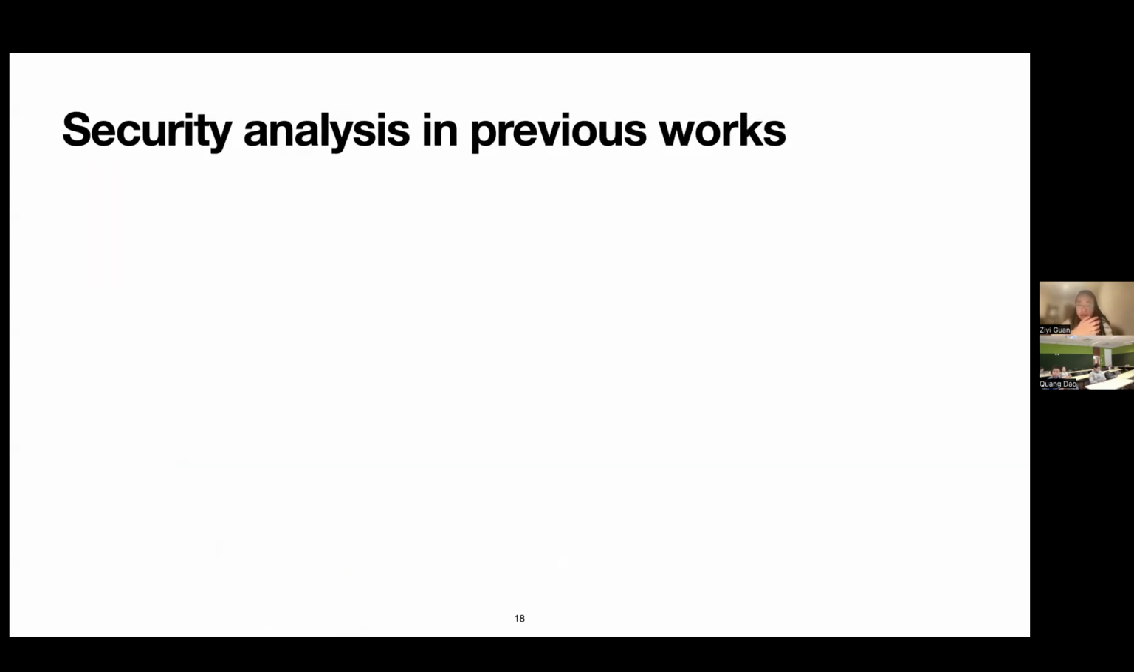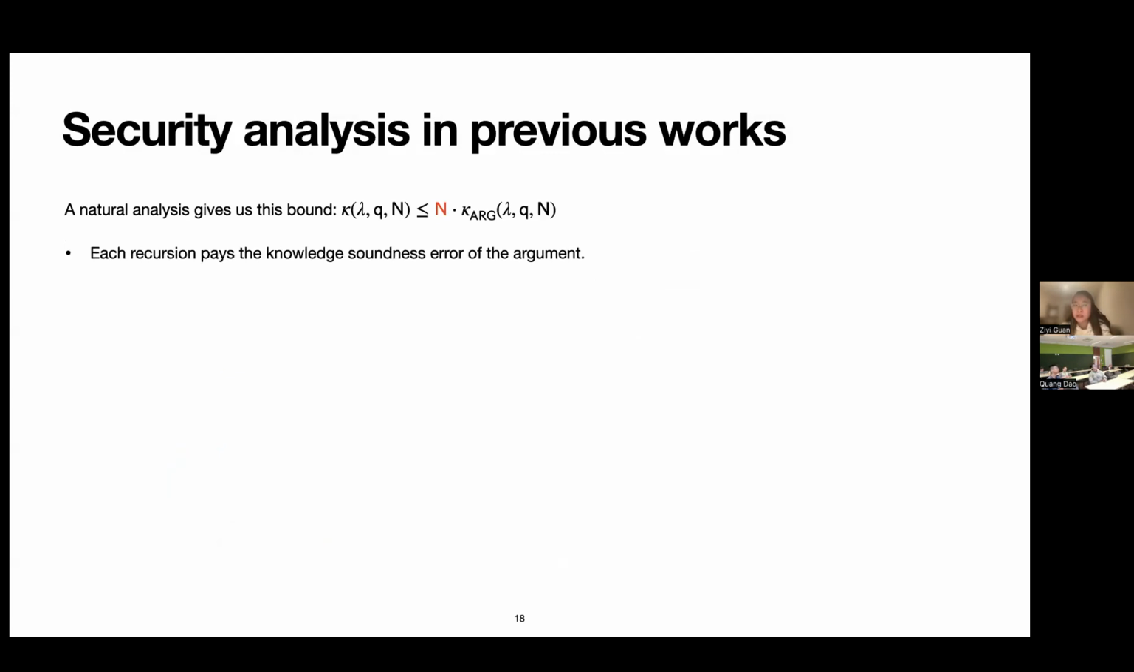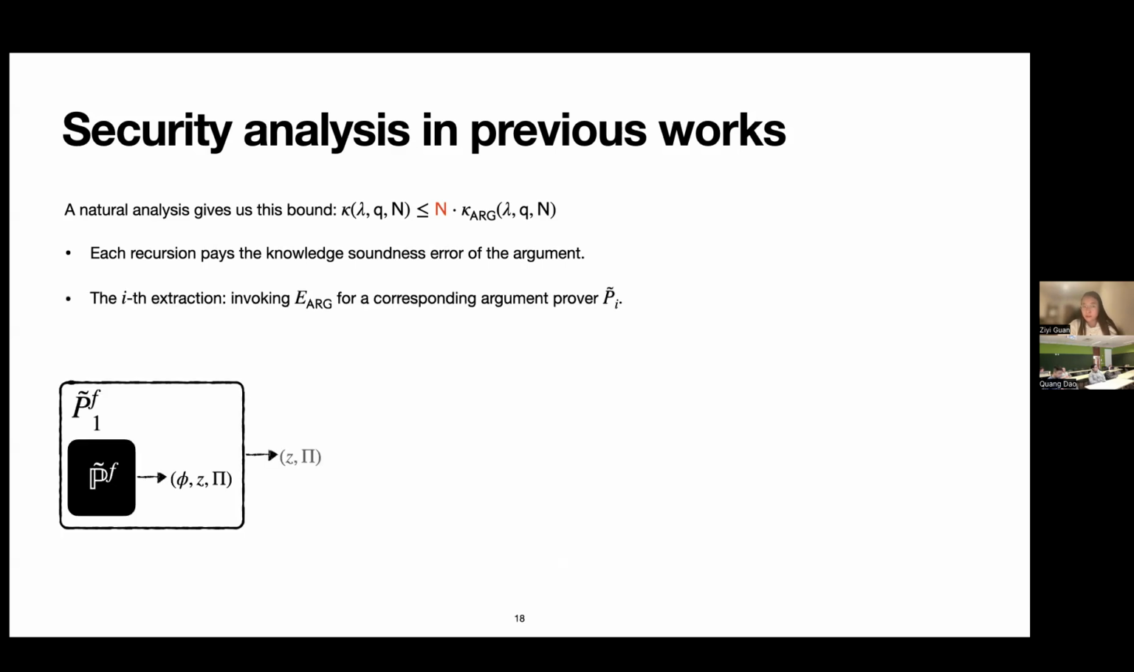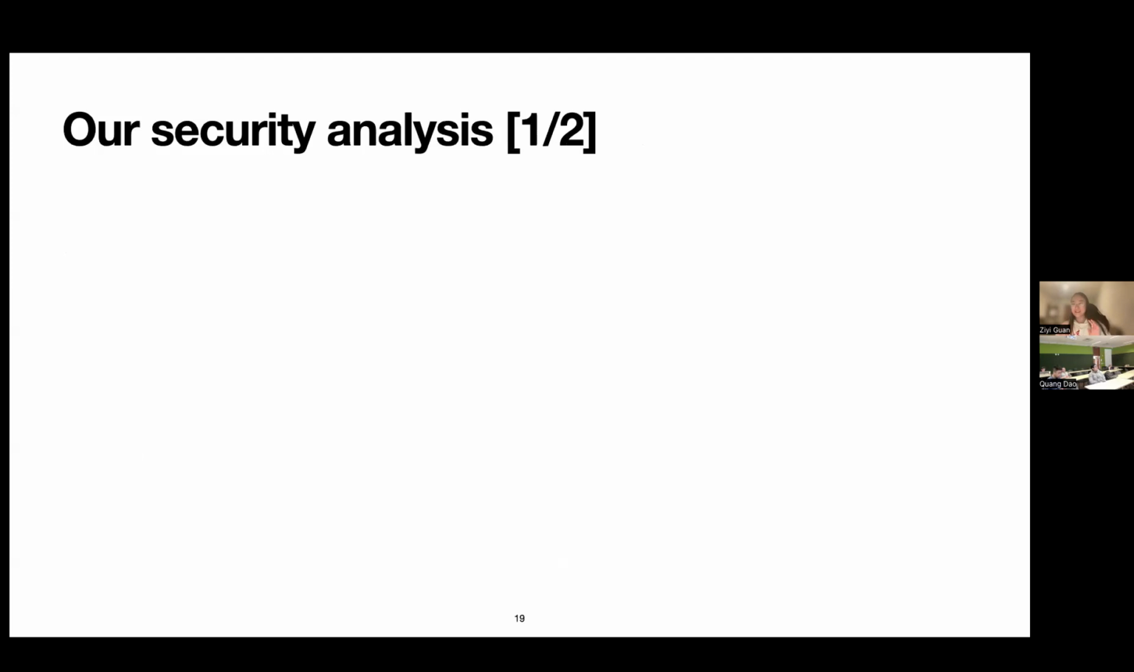Because of the time, maybe I want to skip the security analysis in previous work. Intuitively, a very natural analysis would give you a bound which has a multiplicative factor of n, because in each recursion you have to pay for the knowledge soundness error of the argument. Recall that in the way of building this tree in the previous slide, every single time we invoke the extractor, a natural analysis would pay for the error associated with each invocation of the argument extractor. So that's how this multiplicative factor n shows up. I'm going to skip that. The focus I wanted is our security analysis.